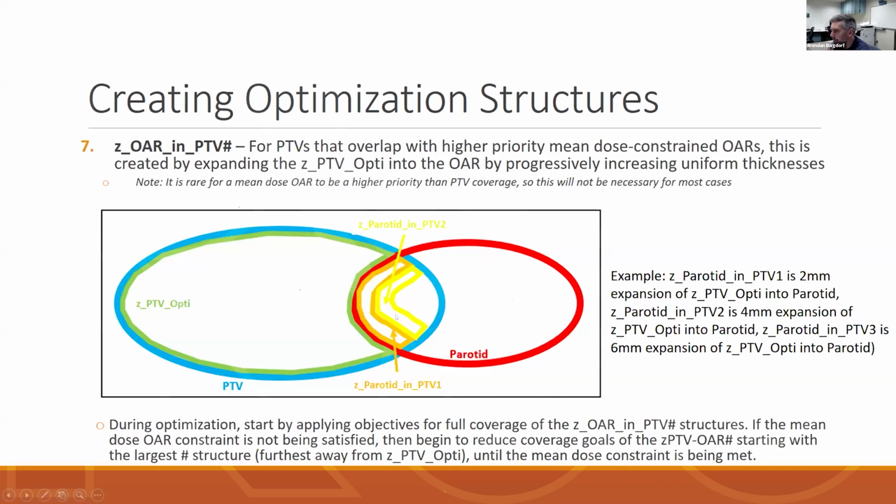However, if after dropping the dose all the way to 0 for this one, you're still not meeting the parotid constraint, then you can start to drop the coverage goals on this structure. This gives you an iterative way to ramp down the amount of overlap dose you have between the mean dose OAR and the PTV. This can be a very useful tool to precisely control the dose in that overlap area.